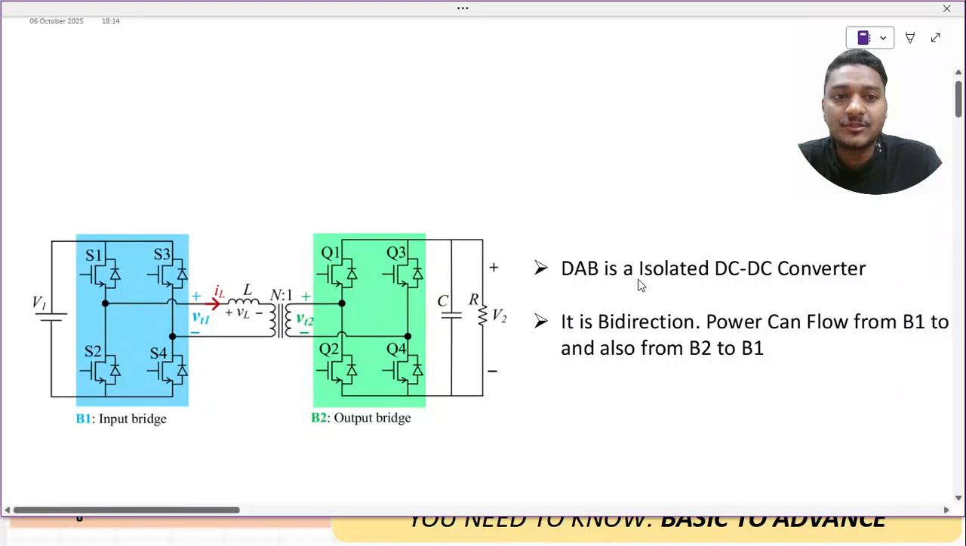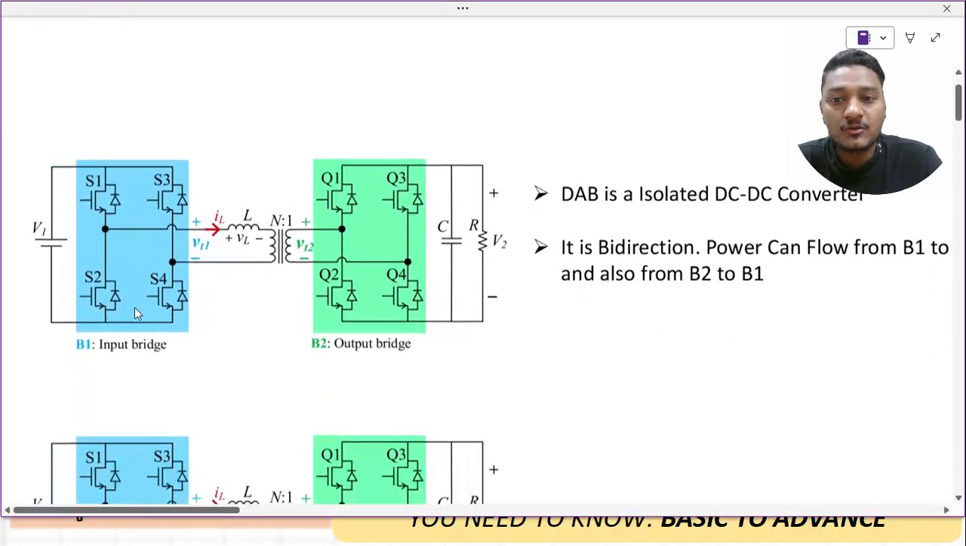So what is DAB? DAB is an isolated DC to DC converter. Why? Because the high frequency transformer is there. It is bidirectional: power can flow from V1 to V2 and from V2 to V1. So it is a bidirectional converter. That is why I told you that this resistance R can be V2 as well, so this can be a source as well. Either the power will flow from this bridge to this bridge or from this bridge to that bridge, so the power can flow bidirectionally. This is the first point we understood. Now we need to understand how the power will flow from one bridge to another bridge, or from the other bridge back to the first bridge.